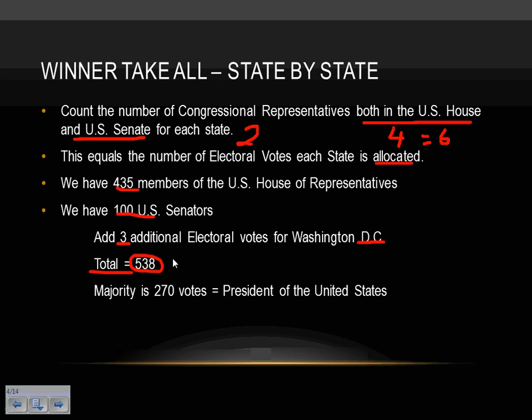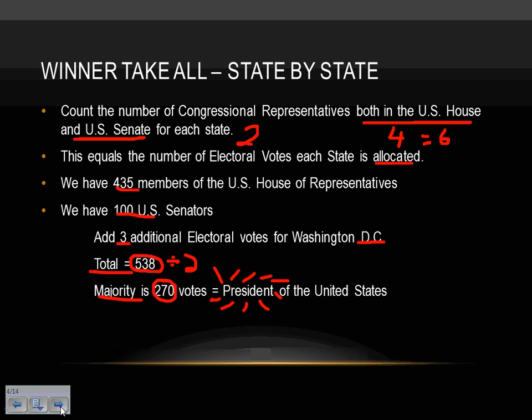Now, if you divide that by 2, a majority of the 538 is the 270 votes that is necessary to become President of the United States. So everybody is concerned about 270. It's the magic number. Forget about the popular count. Everybody is racing to get 270.